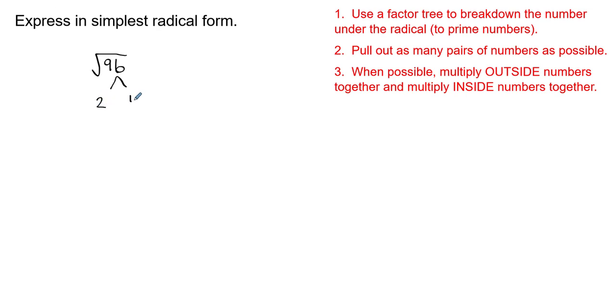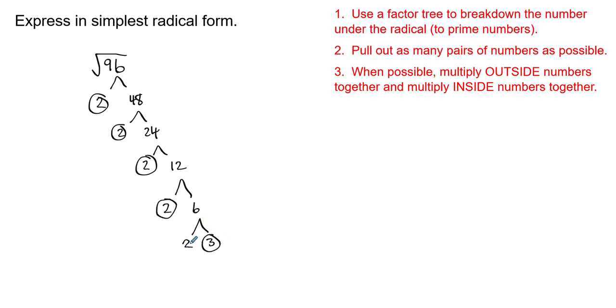So I'm going to go ahead and do 2 times 48. 2 is prime. 48 is 2 and 24. Again, 2 is prime. 24, as you probably guessed, is going to be 2 and 12. And notice I keep getting lots of 2's. 12 is going to be 2 and 6. And then finally we get our 3, because 6 is made up of 2 multiplied by 3.